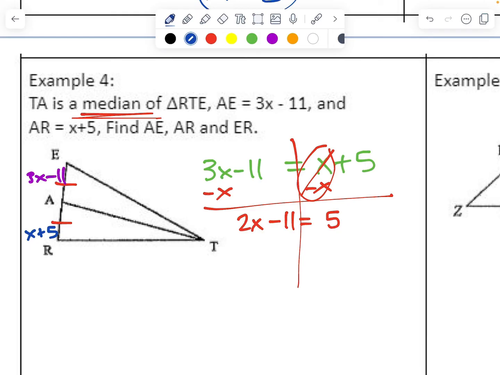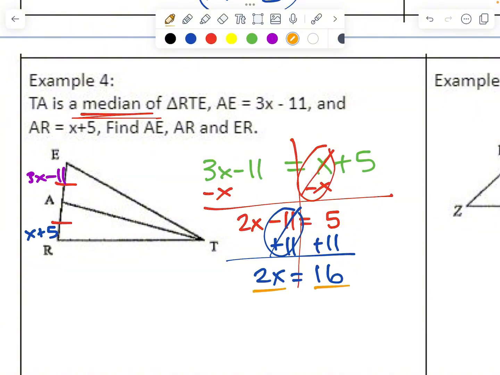And then I'm going to move all of my plain numbers to the other side of the equal sign. To undo a minus 11, the opposite is adding 11. And we have 2x equals 5 plus 11 gives us 16. Our last step is going to be to isolate the variable, get the x alone. So we're going to undo by dividing. We're going to divide by 2 so that 2 divided by 2 is 1, and all I have left is my 1x. 16 divided by 2 is 8. So that means that x is 8, but we haven't answered the question.